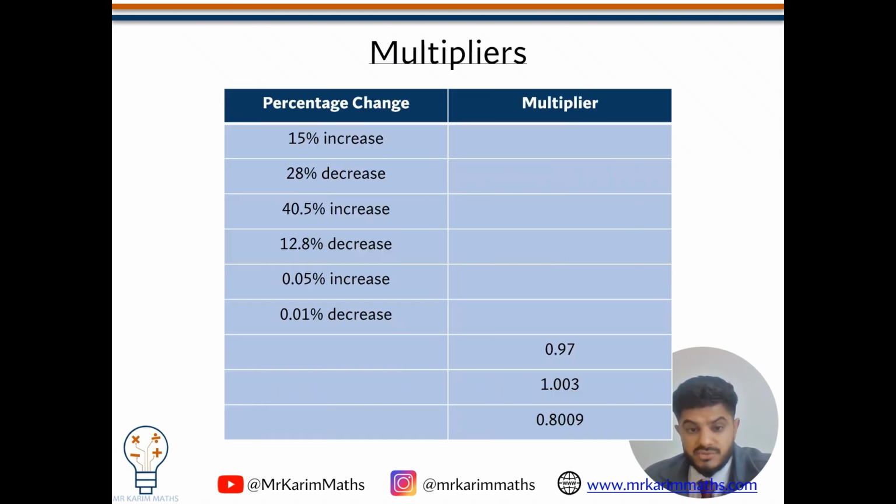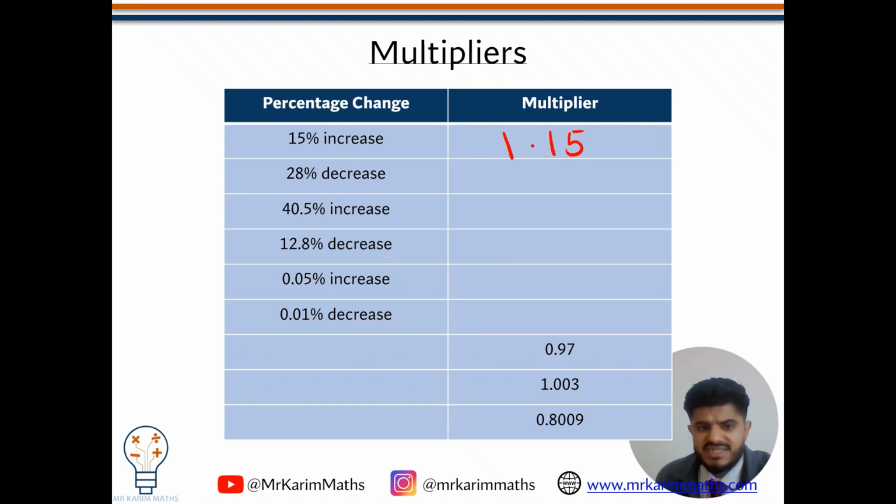Before we get on to actual questions, I want us to get really good at finding multipliers, because that's the make or break in these sorts of questions. So if you want to pause the video and have a go at filling this table in, go for it. It's great practice, but I will be going through it now. So for the first one, 15% increase. As I showed you on the last slide, 100 plus 15 would be 115. Divide that by 100 gives us 1.15. And that would be your multiplier. That's the number you use to multiply your value by to get your answer.